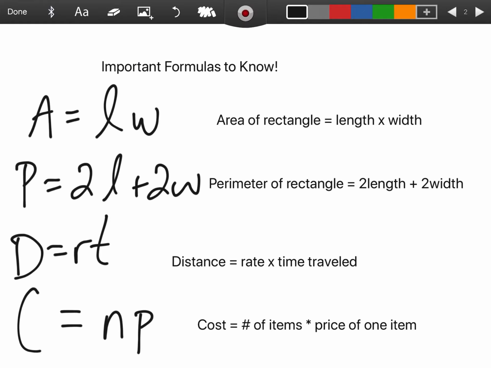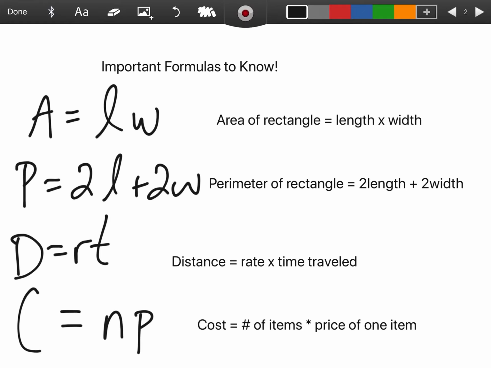So like this first one, we know that the area of a rectangle is going to be equal to the length of the rectangle times the width of the rectangle. Okay, so we have area of a rectangle is length times width. The perimeter of that rectangle is 2 times the length plus 2 times the width.